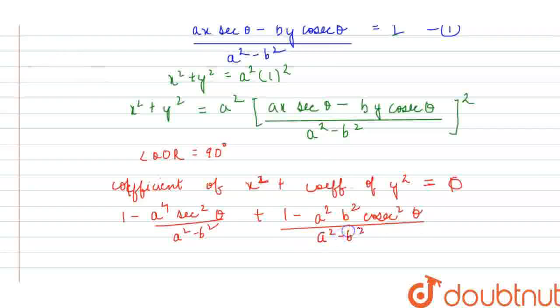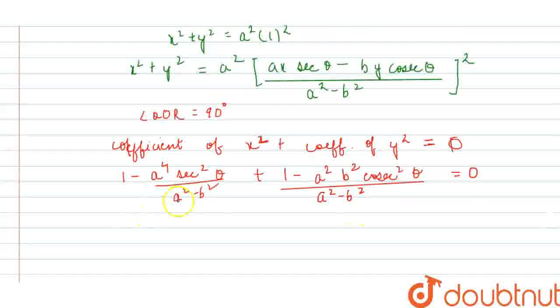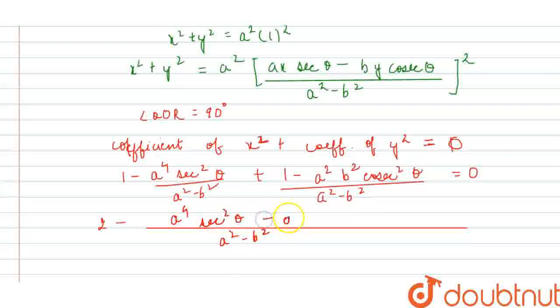That is equal to 0. Now I'm combining these constant terms together, so that would be 2 minus. Now I'm left with this thing. So what I'm doing here is that I'm combining these both terms. That would be a square minus b square, a raised to the power 4 secant square theta minus a square b square cosec square theta is equal to 0.